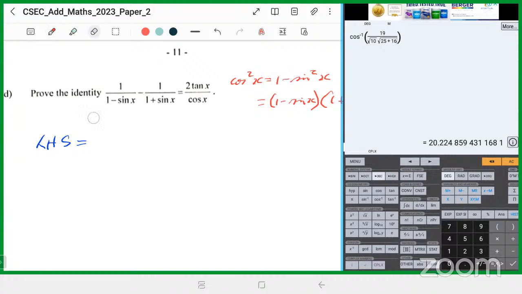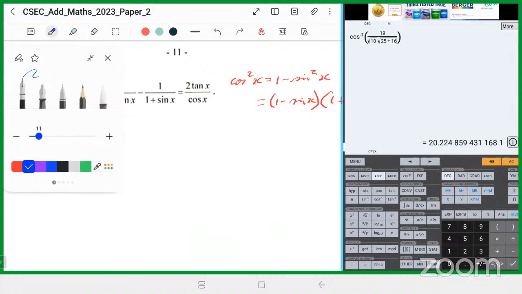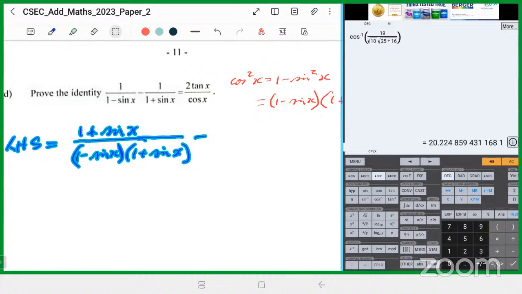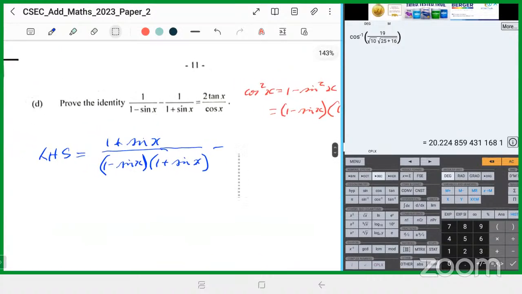All right, that's what we're doing. So this one becomes, I multiply numerator and denominator, 1 plus sine x over 1 minus sine x times 1 plus sine x. All right, that's what I'm doing. And then I have to do the same thing to this fraction. So I'm going to subtract and shift this over, because I want them to have the same denominator.